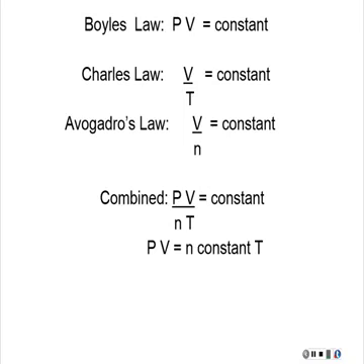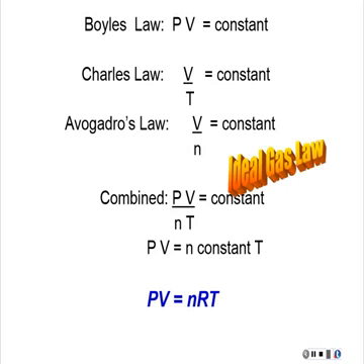Now instead of writing the word constant all the time, we can replace that with a letter. And I'm going to pick the letter R. So I get then PV equals nRT. And this is known as the ideal gas law. So we're going to use this gas law anytime we have just one set of conditions. There is no ones or twos here, just one set of conditions, and it really combines everything that we need.